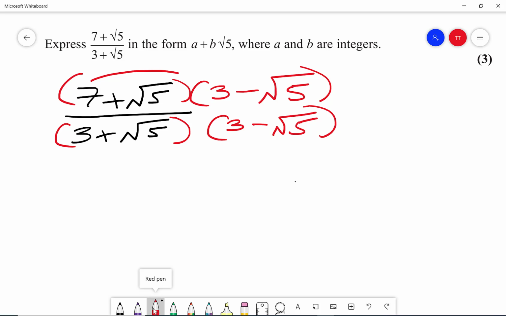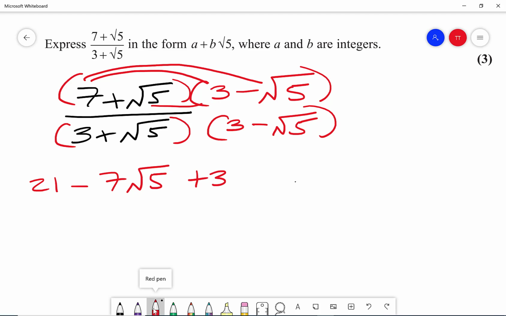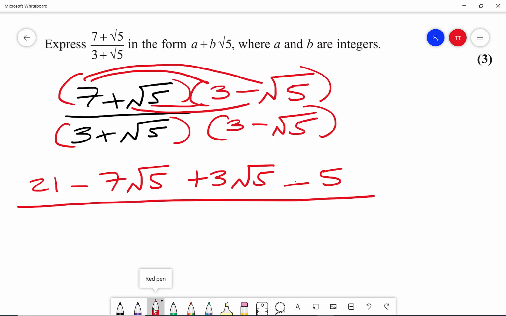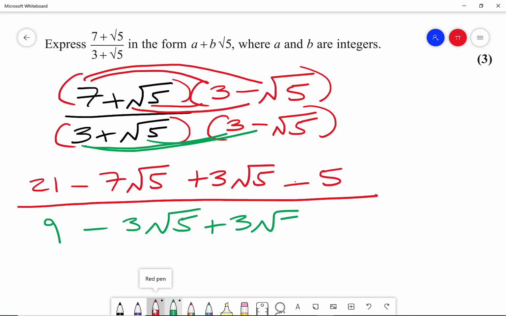So we can do 3 times 7, which is 21. 7 times minus root 5 is minus 7 root 5. Root 5 times 3 is positive 3 root 5. Root 5 times minus root 5 is simply minus 5. Then we get 3 times 3, which is going to be 9. 3 times minus root 5 is minus 3 root 5. 3 times root 5 is positive 3 root 5. And then root 5 times minus root 5 is simply minus 5.